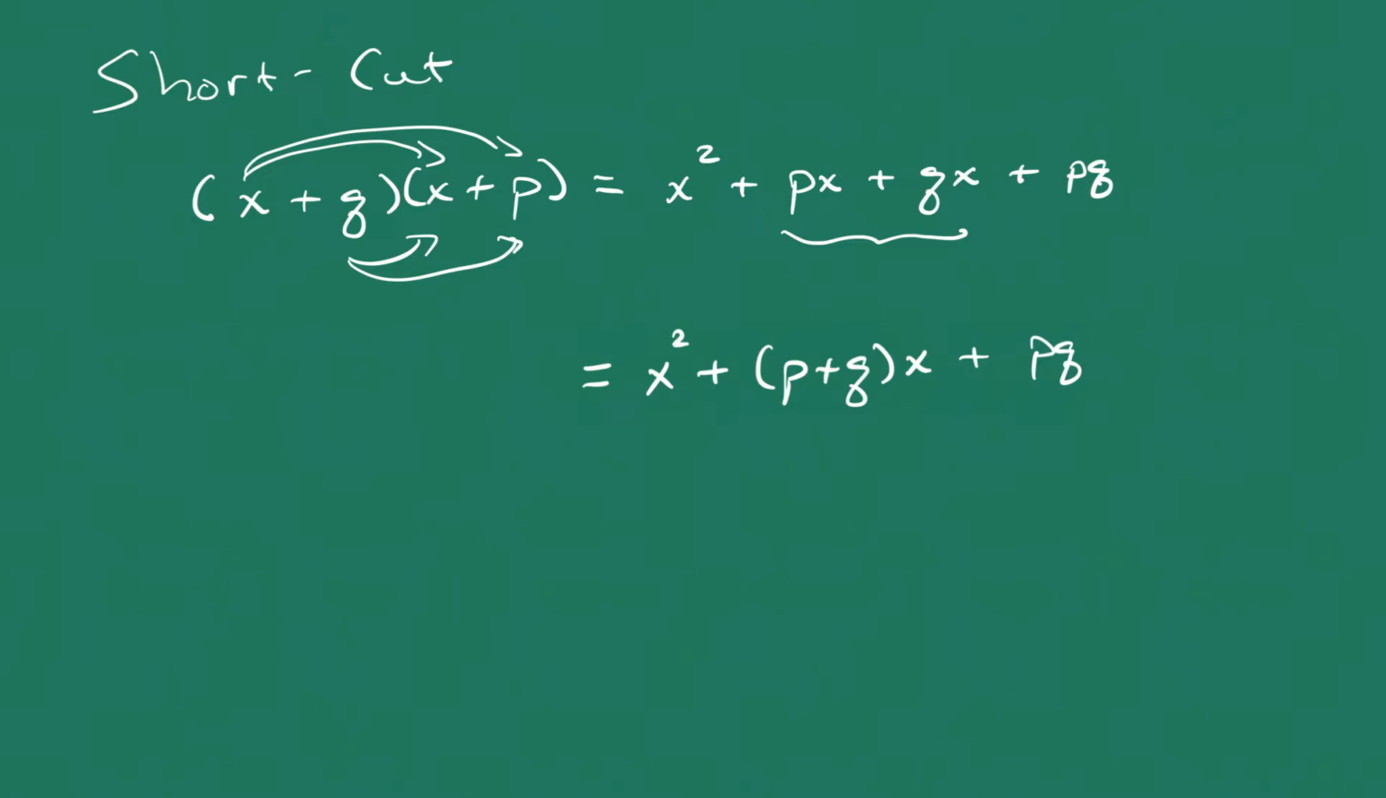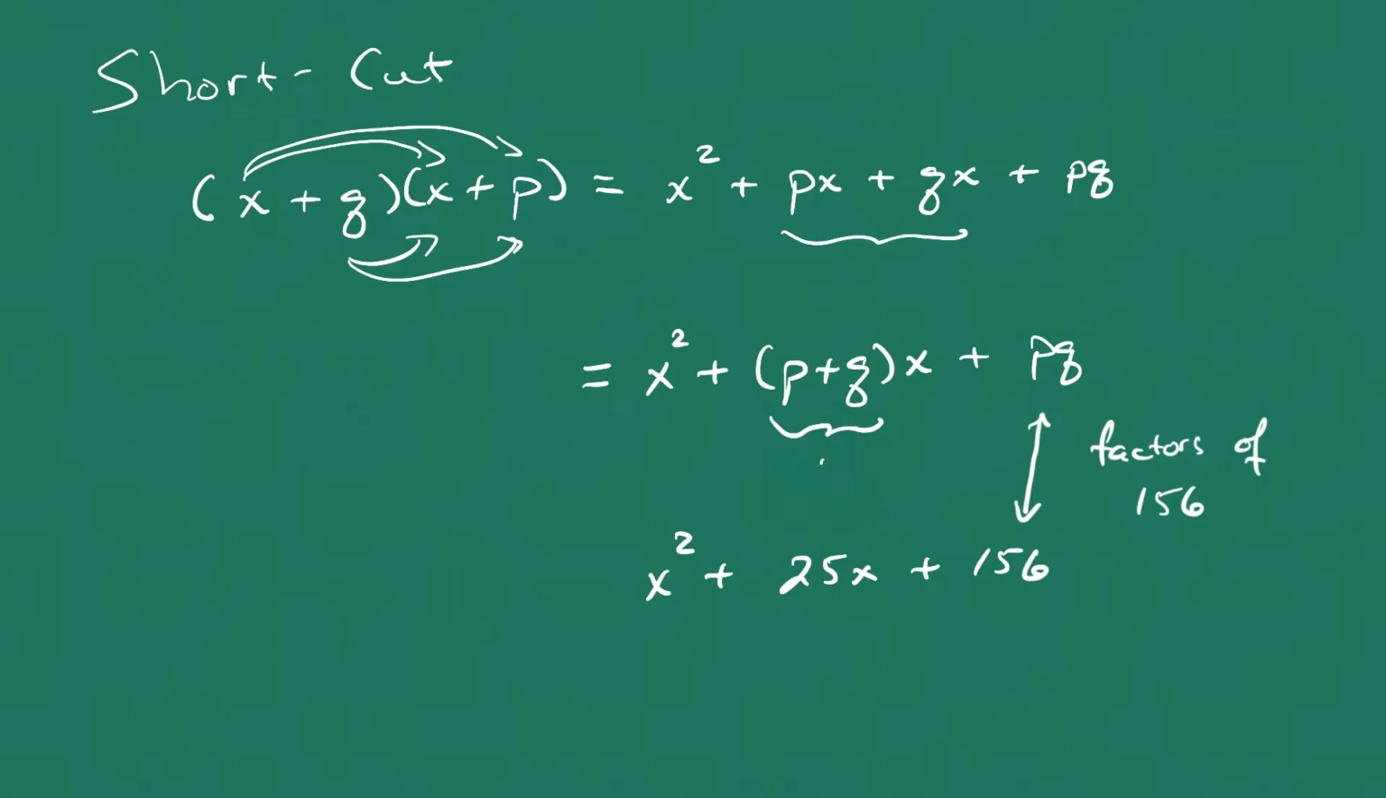This gives us the roadmap for seeing our shortcut. For instance, in the last problem, we had x squared plus 25x plus 156. And so what we really needed then is that we need p times q to equal 156. So we need factors of 156. And the condition on those factors is that when we add them together, they give us 25.